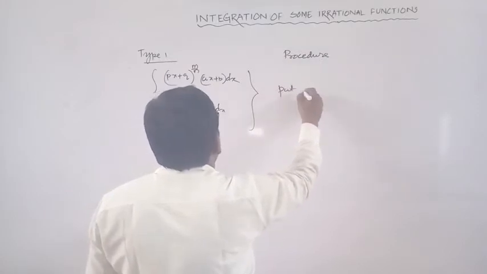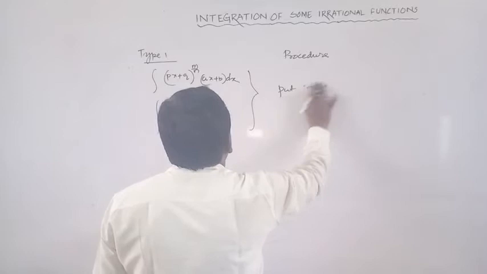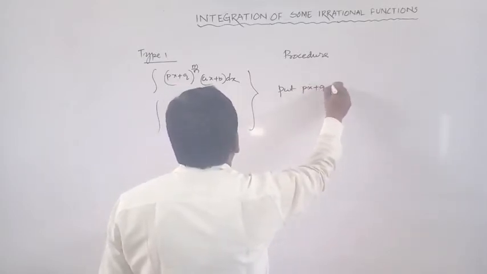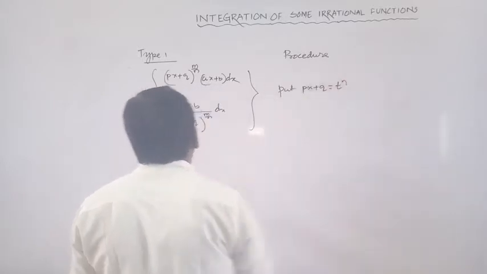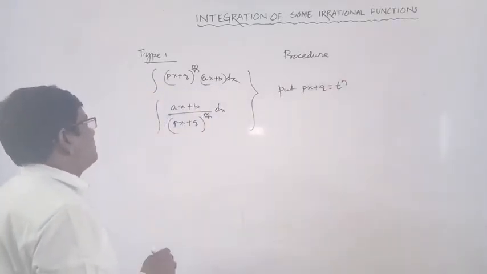Put px plus q is equal to t to the power n. Clear? This is the concept.